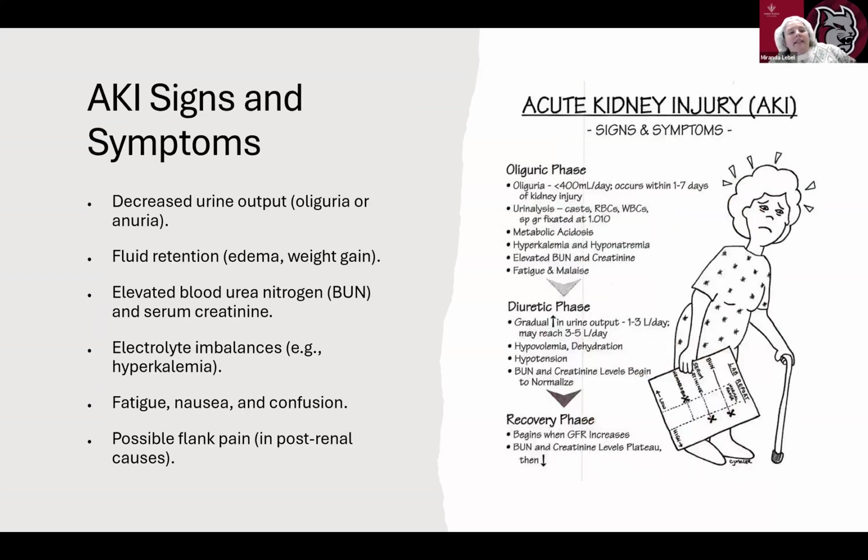Acute kidney injury signs and symptoms. We have decreased urinary output, fluid retention, elevated BUN and serum creatinine, electrolyte imbalances, fatigue, nausea, and confusion, and possible flank pain in post-renal causes. And here you have a little infographic that might help you study.